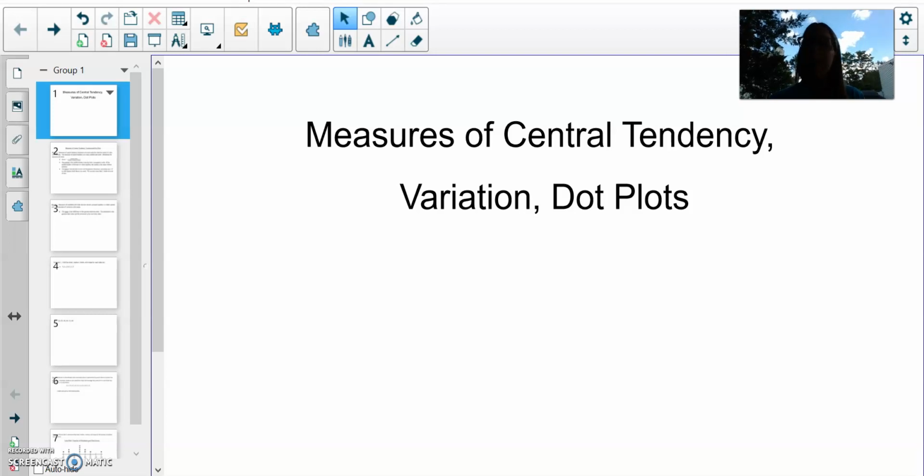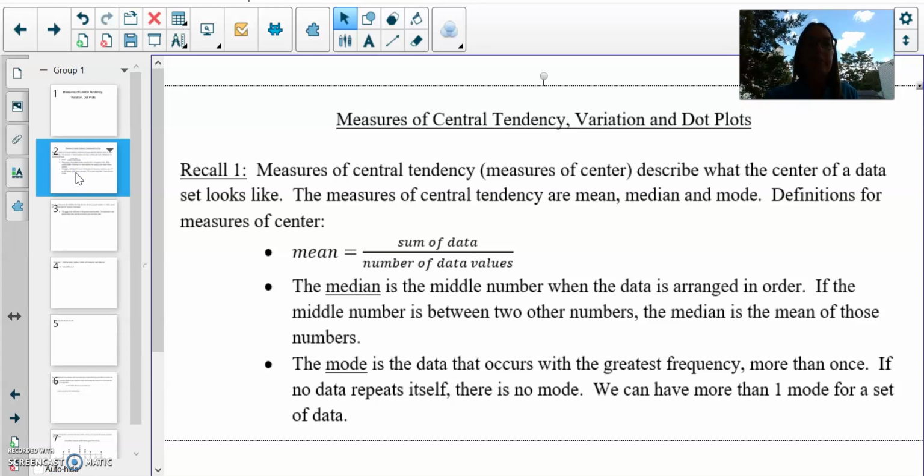Hi everyone, in this video we're going to look at measures of central tendency, variation, and dot plots. So remember the measures of central tendency, which are measures of center, describe what the center of a data set looks like. The measures of central tendency are mean, median, and mode. To find the mean, it's the sum of all the data divided by the number of data values. So you add up all your data values and divide by how many there were.